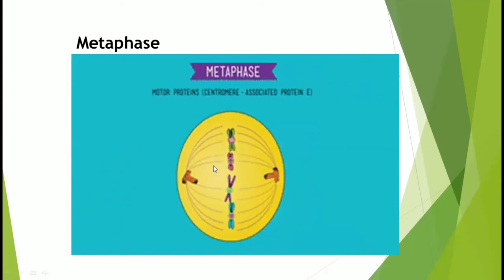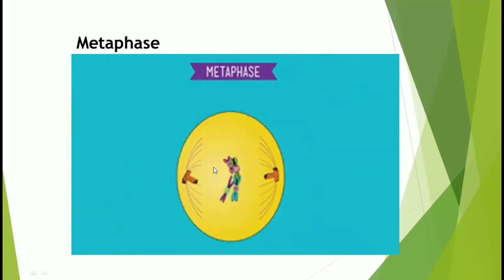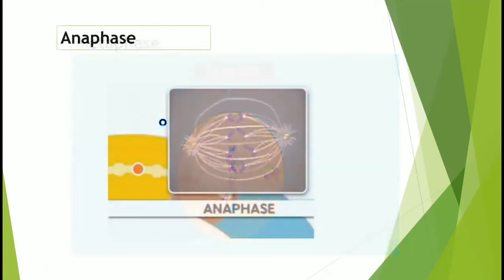This thread-like part is a special type of flexible part, formed between the centromeres and chromatids of the two chromosomes. That is the metaphase. Then the third stage is the anaphase.